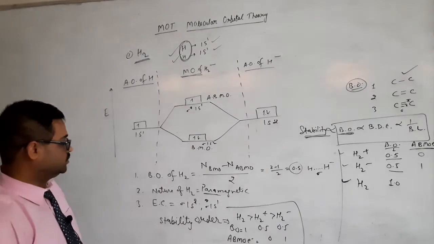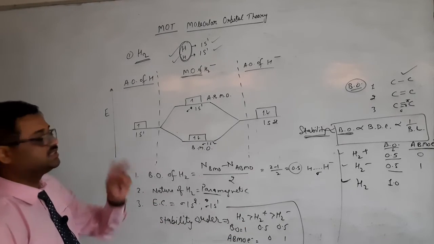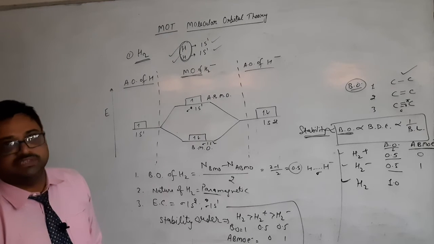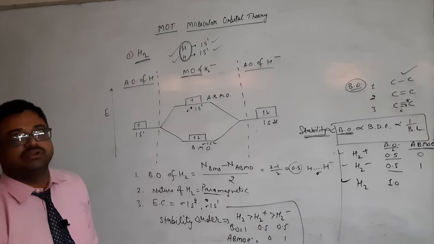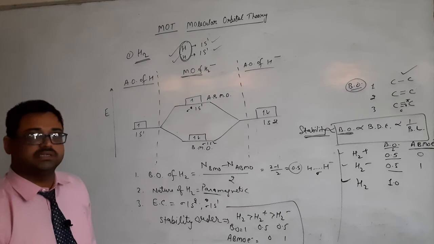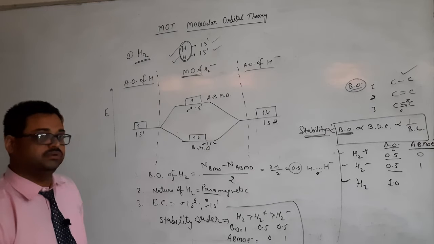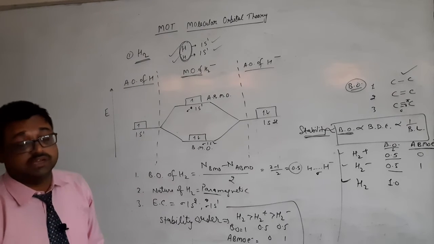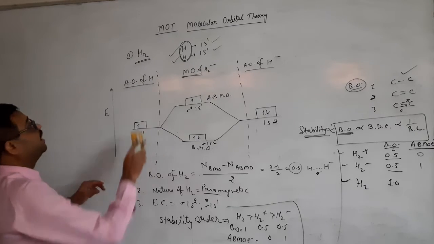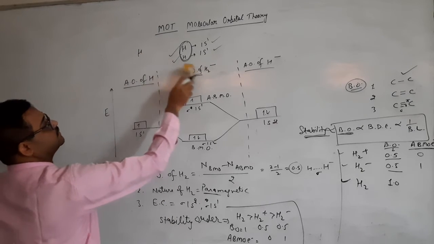Clear? So in the examination you can get these types of questions. Now I am taking the second one, that is He2. Why is He2 not formed? As we know, noble gases are monoatomic, not diatomic, because their octet is completed, so they remain in the monoatomic state. They do not form any bond, but by molecular orbital theory we can prove it, and I am going to prove it. So let's check it out.